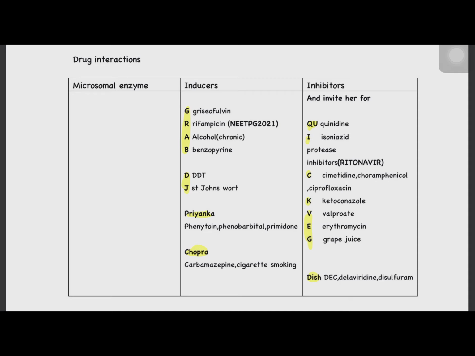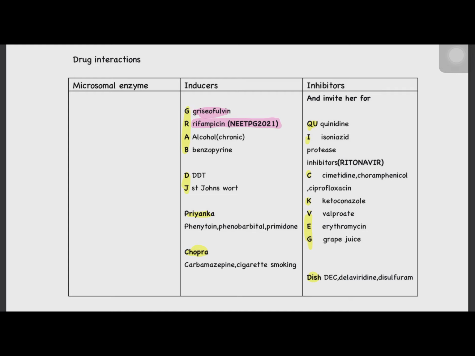Enzyme inducers include griseofulvin, the antifungal, and rifampicin. This was a NEET PG 2021 question. The patient was taking anti-TB treatment, which obviously includes rifampicin, and she was also on oral contraceptives. When you give them together, rifampicin will induce the metabolism of OCPs and cause failure of OCPs, and the patient might conceive despite being on OCPs. That was the question of NEET PG 2021.